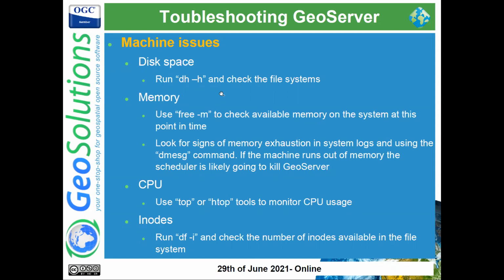Or if you're looking for signs of memory exhaustion, which is not the same thing as an out of memory error. Here we're talking about the machine itself running out of RAM. You can use the dmesg command or look at the system level logs. And when the machine runs out of memory, the scheduler typically kills GeoServer first before any other application, because if you're only running GeoServer on that machine, that's likely the application that is using the most amount of RAM, and it typically gets killed.